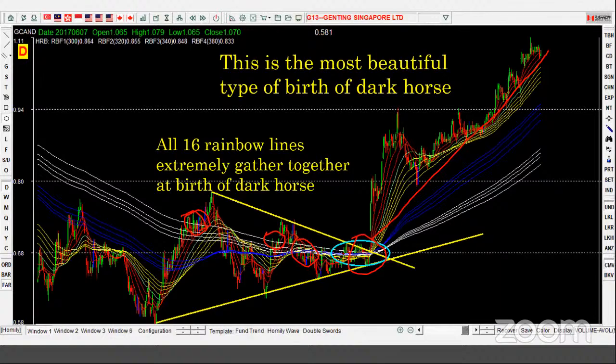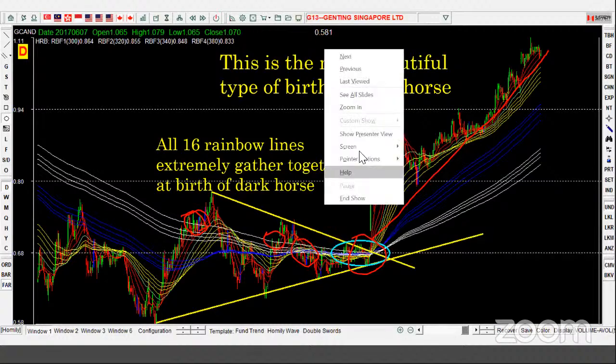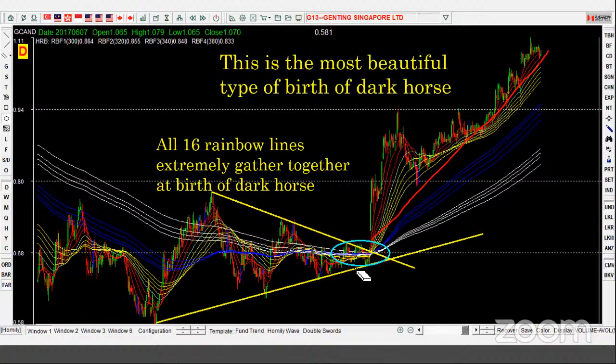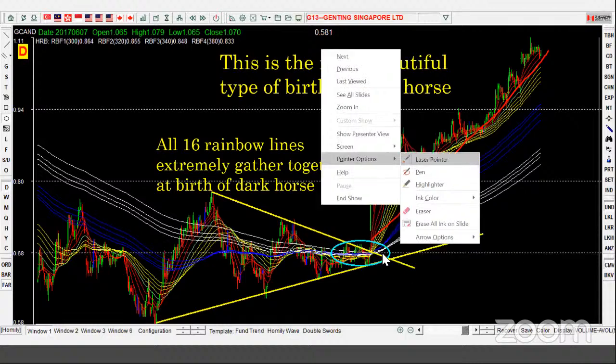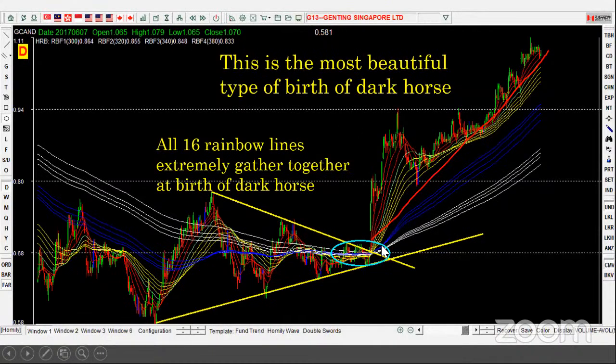Okay, and in this type of birth of the course, we see finally the 16 lines of the Homilychart rainbow gathered together, right? Can you see all the 16 lines gathered together here? We say this is called the gathering of all 16 lines. This is the most beautiful type of birth of dark horse.